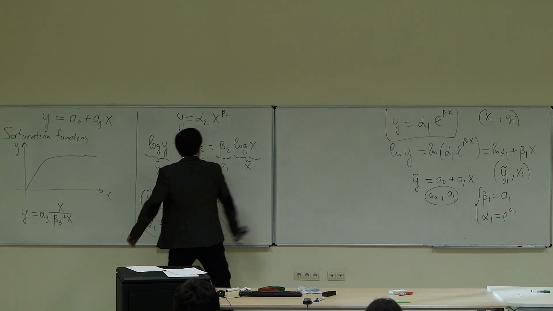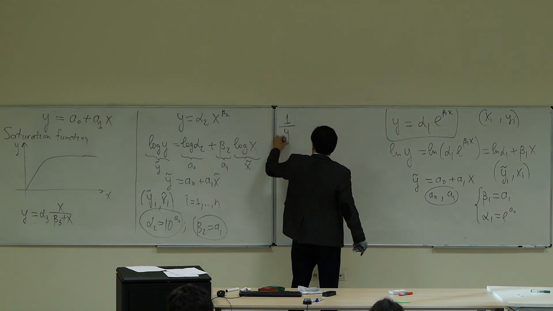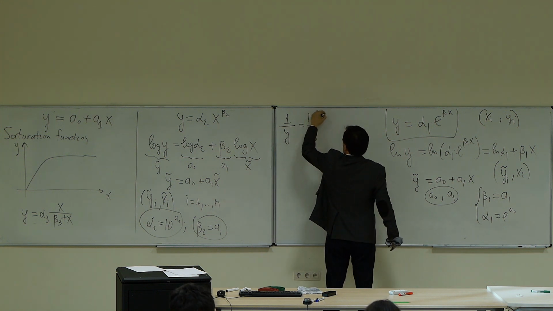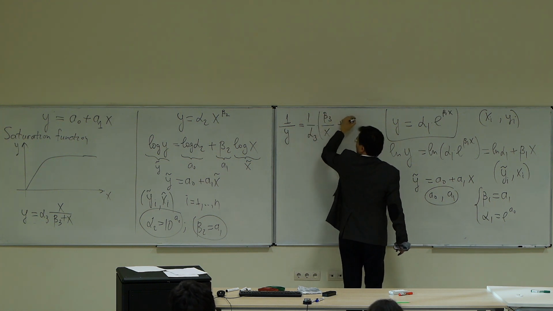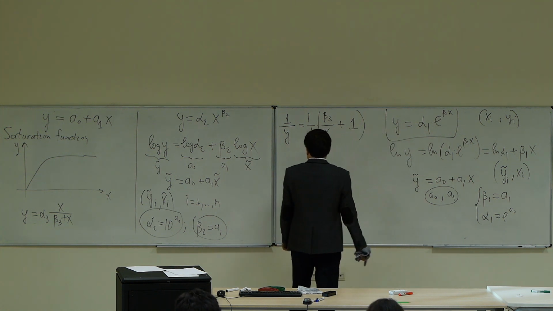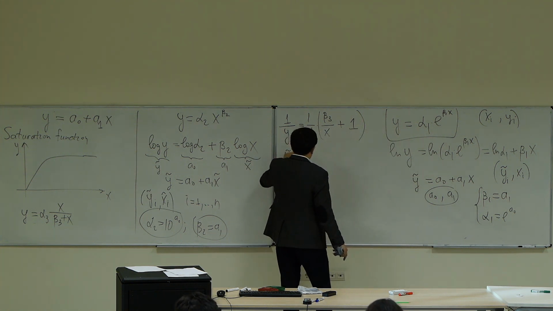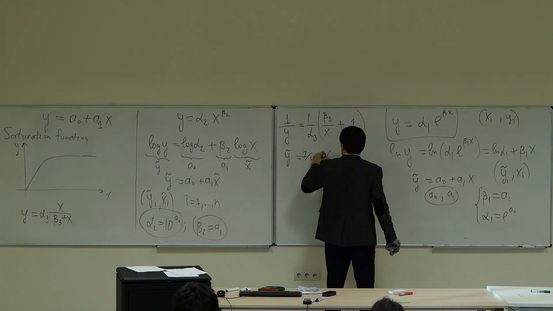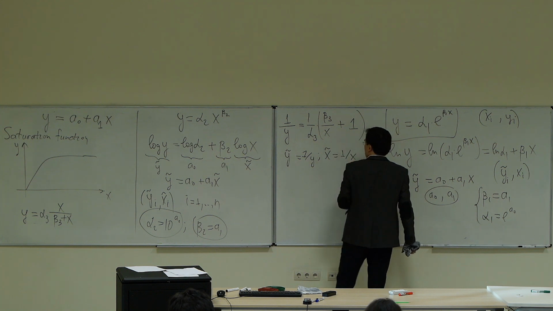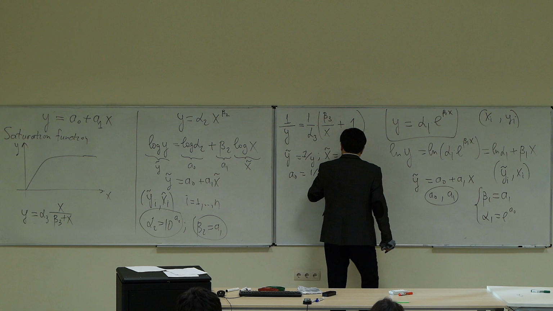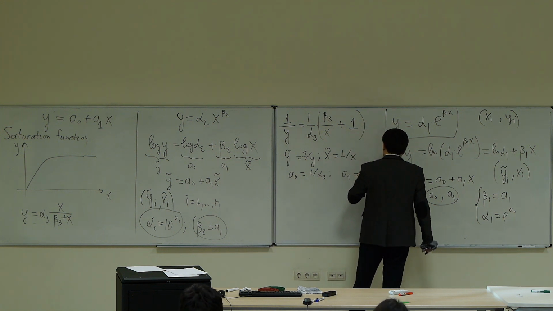Okay, I'm going to invert that. I'll write it in this way. 1 over y is equal to 1 over alpha 3 multiplied by beta 3 over x plus 1. Exactly. All right. So this will be my y tilde. Y tilde is just 1 over y. X tilde will be 1 over x. My a0 is 1 over alpha 3. A1 is beta 3 over alpha 3.